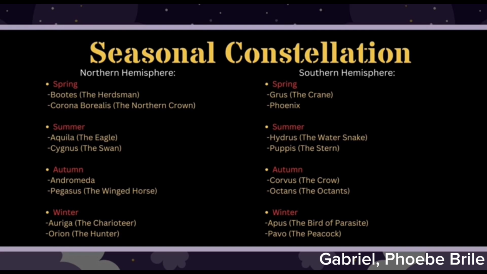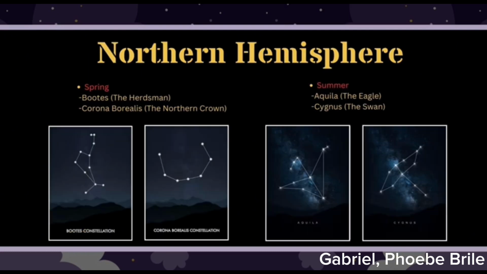For the northern hemisphere, for the spring, we have Bootes and the Corona Borealis. For the summer, we have Aquila and the Cygnus. For the autumn, we have the Andromeda and the Pegasus. And for the winter, we have the Auriga and the Orion. And also, for the southern hemisphere, for the spring, we have Grus and Phoenix. For the summer, we have the Hydrus and Puppis, and for the autumn, we have Corvus and Octans, and for the winter, we have the Aegis and Pavo. So let's proceed to the northern hemisphere.